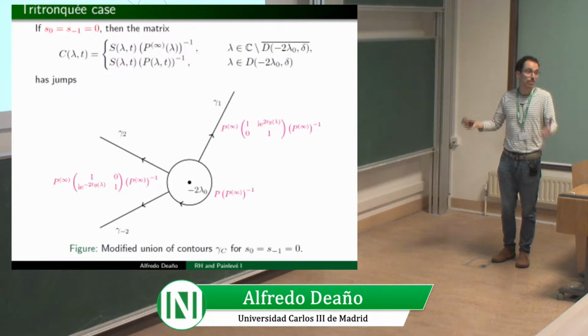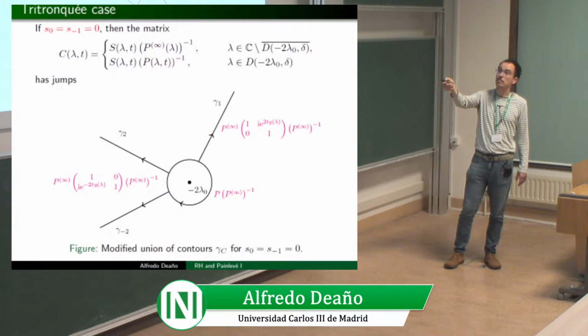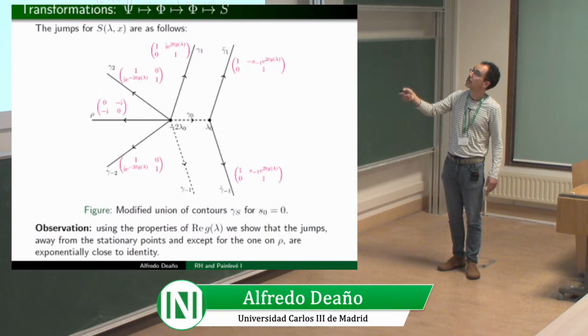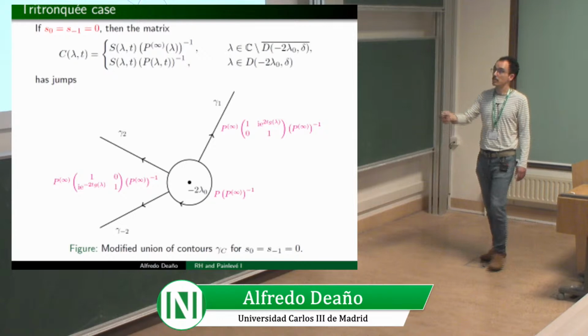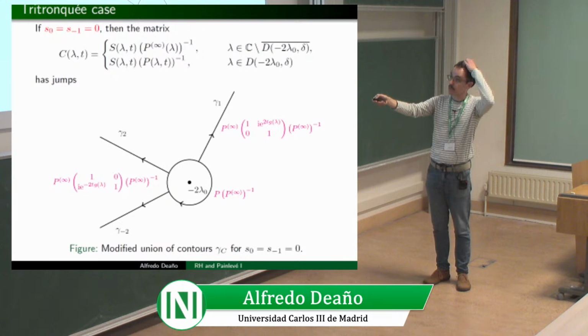Now, the tritronquée case, let me go in steps. So I had S0 equal to 0, and then let me put S minus 1 equal to 0 as well. So if I go to this reduced case, then what happens is that all the jump here disappears, because the jump here was with S1, S minus 1 and S minus 1, so this goes away. And in this case, I only have this final contour. Okay, I removed the jump here with the global parametrix, I removed the jumps inside with the local parametrix, and I have the rays. And on the rays, the jumps are even more complicated, but if you look carefully, the dependence on t is only in exponential factors.